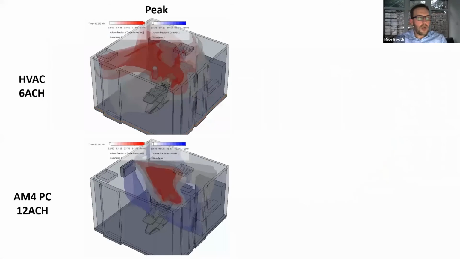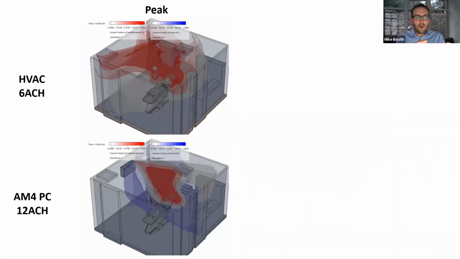What we've got here as well, just to back this up a little bit further, is 2 freeze frames. The freeze frame that we're looking at right now, at the top, is the freeze frame at the peak of the procedure in the HVAC approach, and then the freeze frame at the peak of the procedure with the 12 air change per hour approach with our AM4.